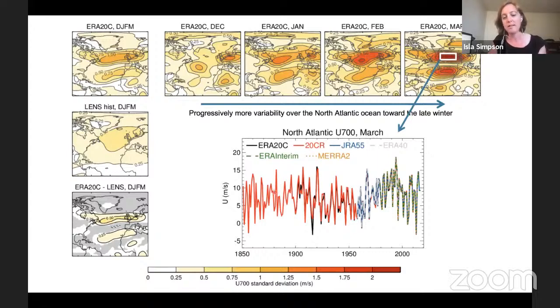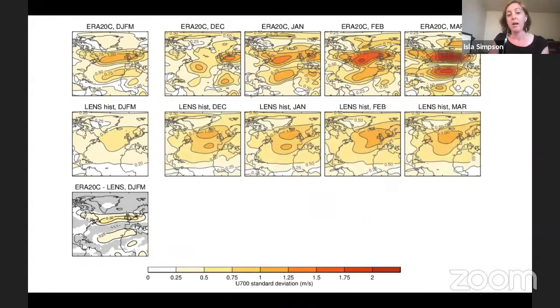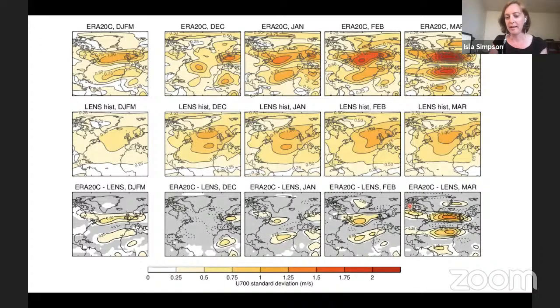And so you can see that when they overlap, there's pretty good agreement between them. And you can see the low frequency variability in the jet stream in each of them. This is the same metric for the CESM1 large ensemble, and then the difference between them.